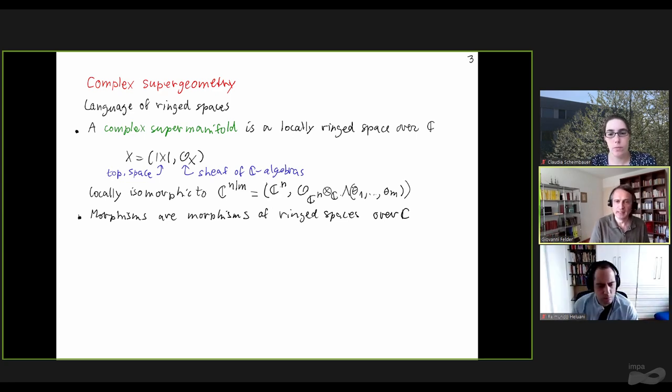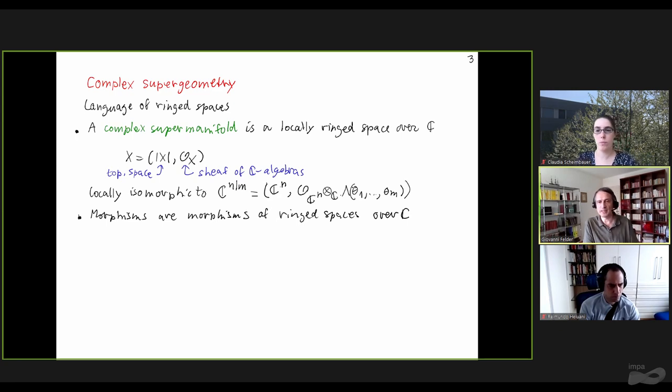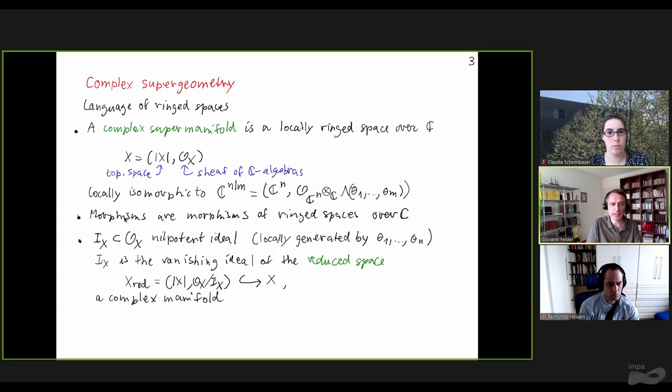And O_{C^n} means the holomorphic functions defined on every open set, and you tensor with the exterior algebra in m variables. So these are odd variables, theta 1 up to theta m, they anti-commute. Okay, and then your morphisms are morphisms of ringed spaces over C. So these are not just rings, but they are C-algebras. Okay, so this is the language that you have.